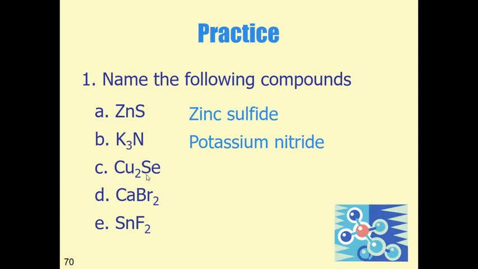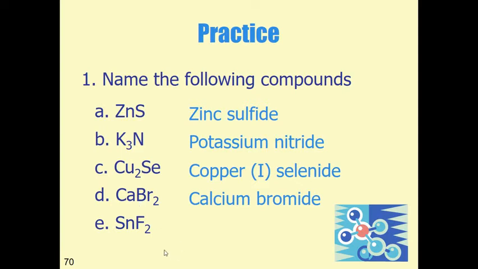Number 3, Cu2Se. Is there a metal? Yes. Is that metal a transition metal or one of those ZAC elements? Yes. Count the number of elements. We have 2 elements. So we use the anion to determine the charge of the cation. Selenium has a charge of -2. We have 2 metals, so we're going to divide that -2 by 2. That means each copper has a charge of 1. So you name this copper 1 selenide.